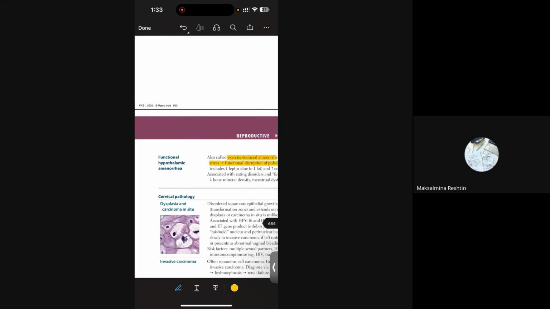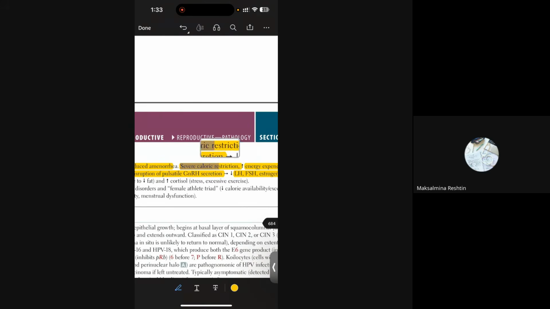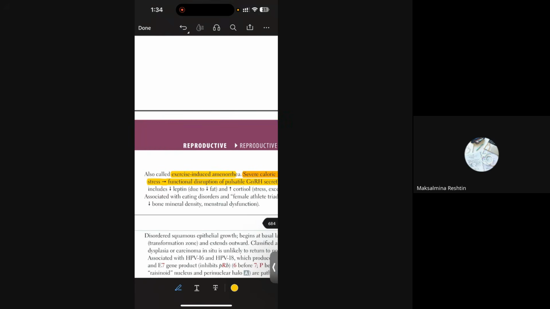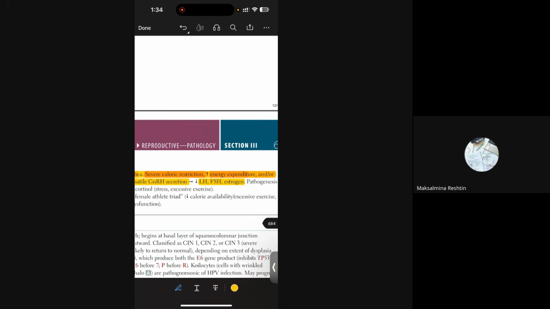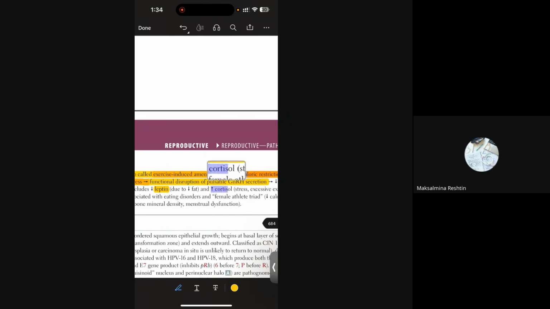functional hypothalamic amenorrhea, also called exercise-induced amenorrhea. Severe calorie restriction. Our patient has calorie restriction? Yes. Increased energy expenditure. Our patient has a strenuous exercise regimen, right? So energy expenditure is going to be high, and stress. What will happen here? Functional disruption of pulsatile GnRH secretion, decreased LH, FSH, and estrogen. Pathogenesis includes decreased leptin and increased cortisol.